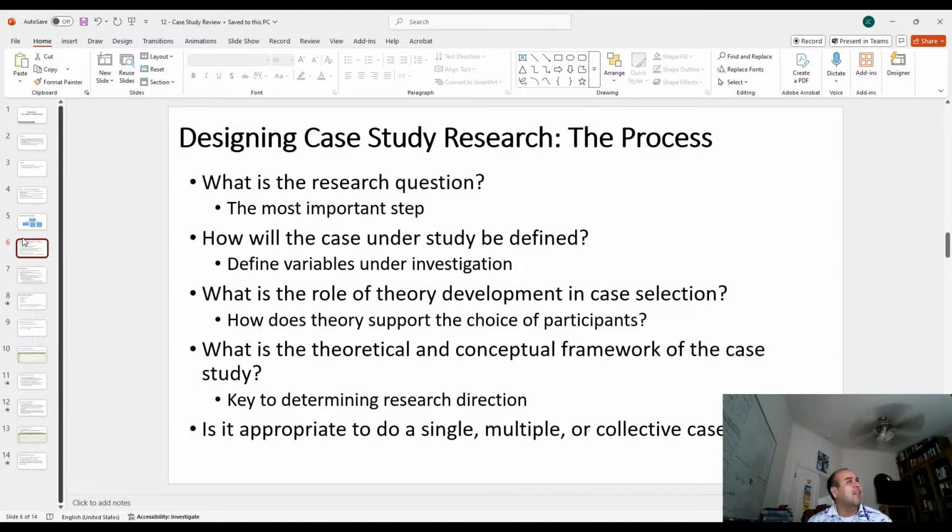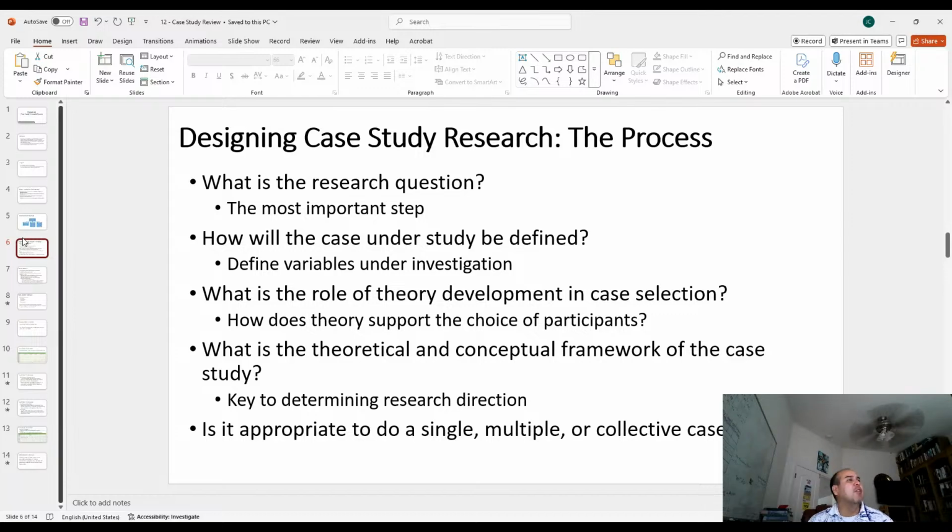And how will you use the case study that is being defined? You got to define the variables. What is the role of theory development? How does theory support the choice of participation? A lot of times, sometimes you have to wait for the theory piece of it till after the data is collected. Okay. And what is the theoretical and conceptual framework? And this is key in determining the direction of the research, or sometimes key in determining the direction of the write-up and how you're going to write it up, what things you want to focus on.